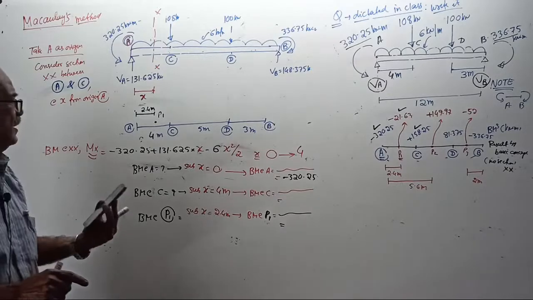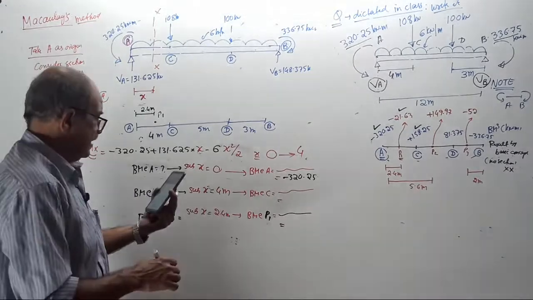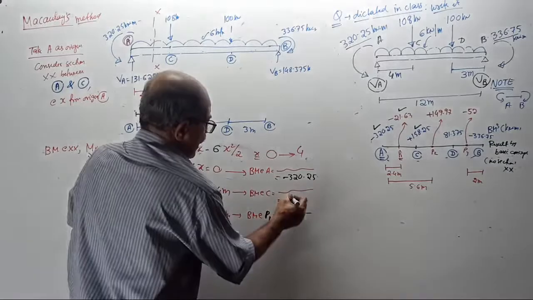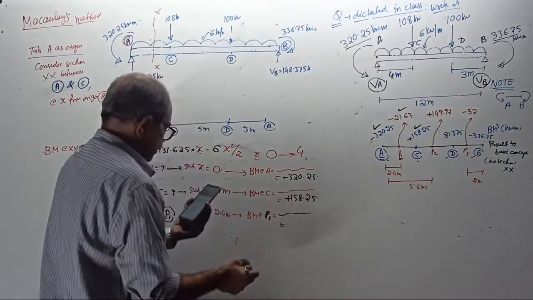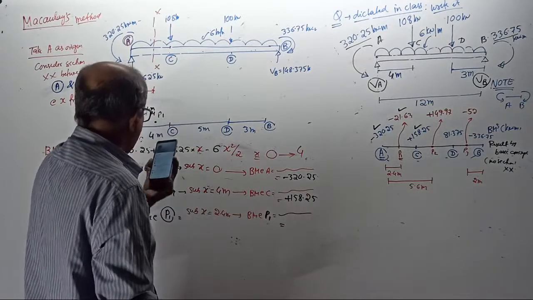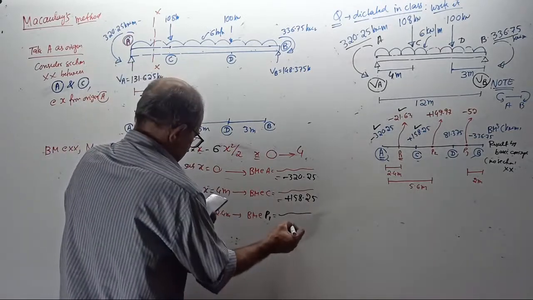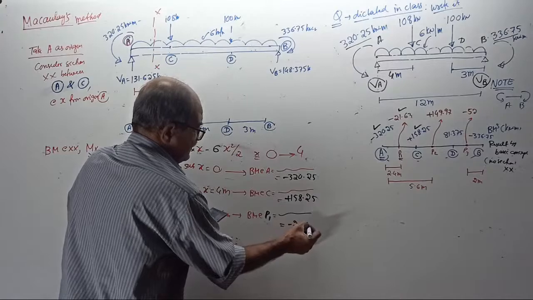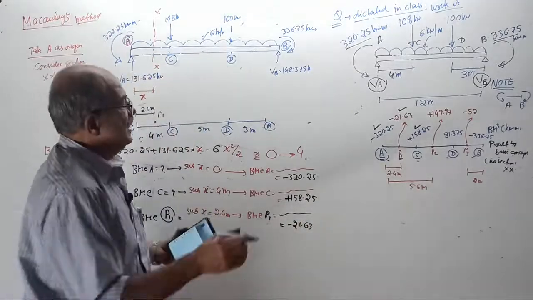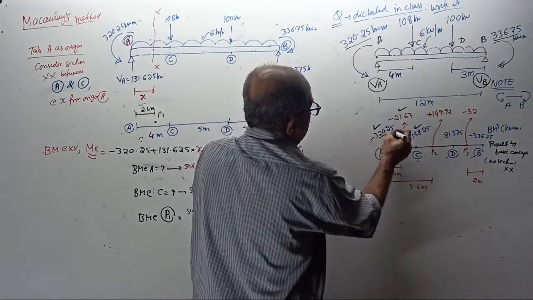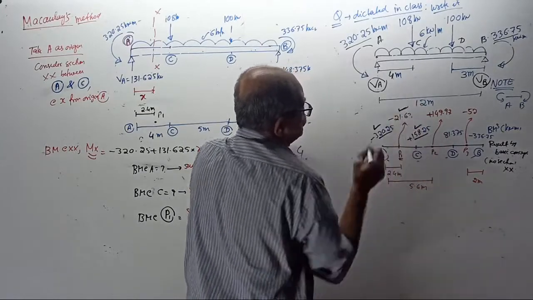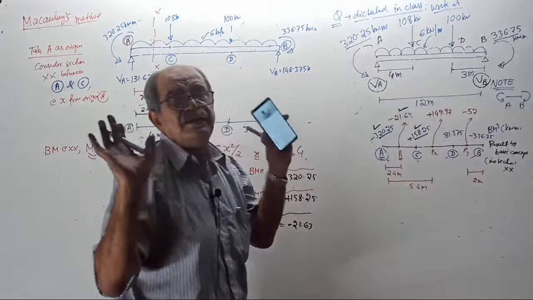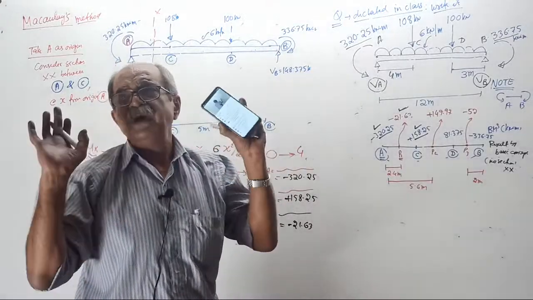Don't waste time now. Substitute x equal to 4, answer plus 158.25, and substitute x equal to 2.4, you are getting minus 21.63. See, the correct answer came. Yes, at A correct, at C correct, at P1 also correct. Right means verified. Clear?